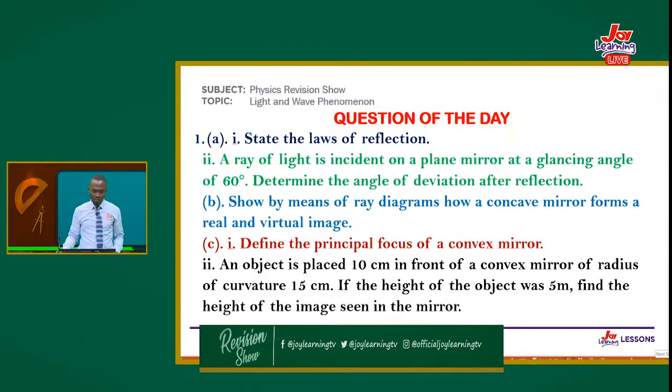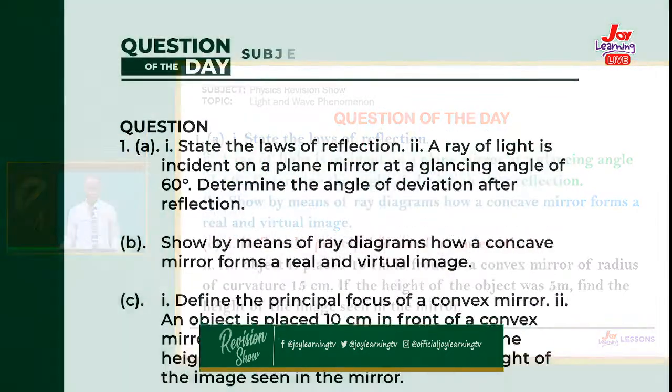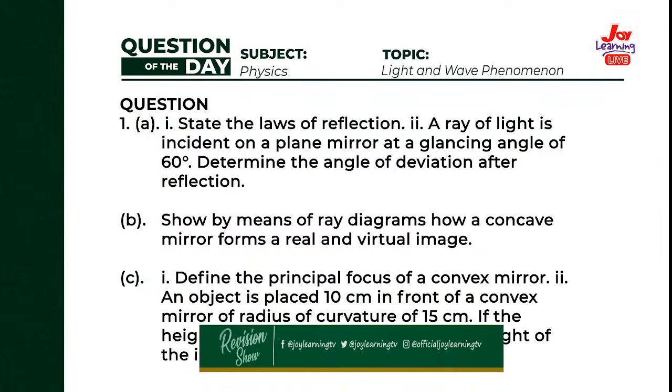There we go. The first question says, state the laws of reflection. That's question number one, 1A(i), state the laws of reflection. And (ii) says, a ray of light is incident on a plane mirror at a glancing angle of 60 degrees. So you should know what a glancing angle is before you can tackle this question. Then it says, determine the angle of deviation after reflection.